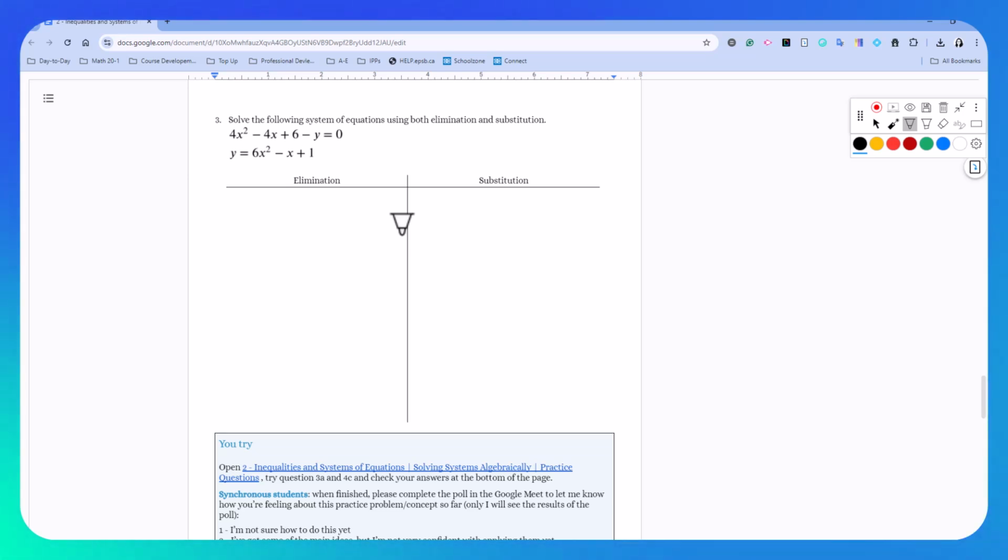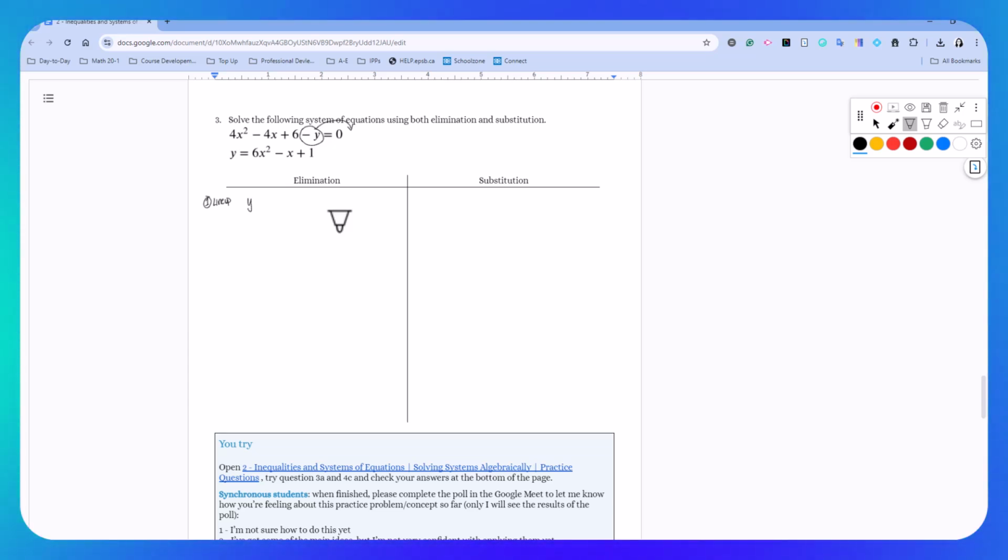Now this question, they want us to solve the following system using elimination and substitution. Now for the elimination method first, the first thing we want to do is line everything up. That means we're going to have to do a little bit of rearranging. I want to put my y over here and then change the order around. And this is what it's going to look like.